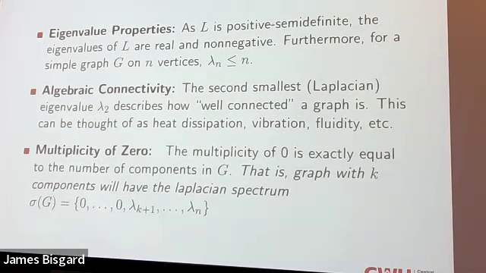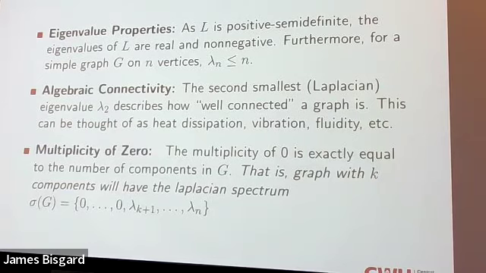Kind of going hand in hand with this, we have the multiplicity of 0. The spectrum allows for repeated eigenvalues. It's not necessarily a set, that's why we call it a collection of eigenvalues. Furthermore, the number of times that 0 shows up in your spectrum is the number of components in your graph. So you can think of it as the algebraic connectivity gets closer and closer to 0, the closer you are to having multiple components. That's maybe an intuitive way to think about it.